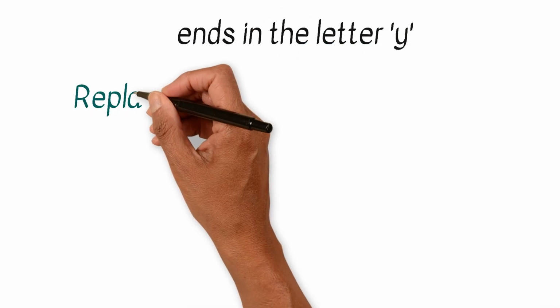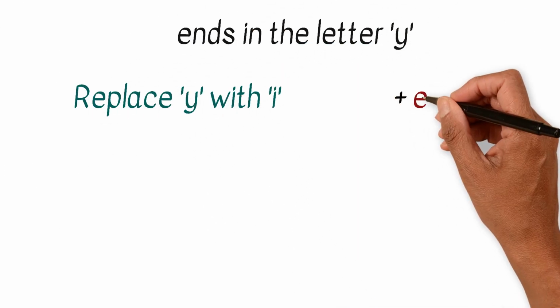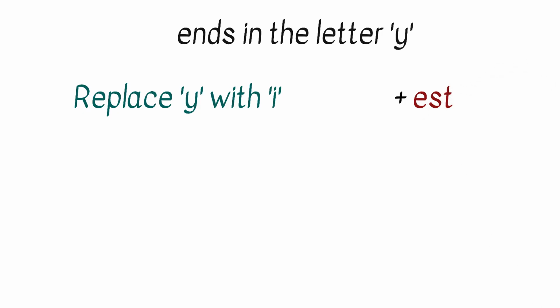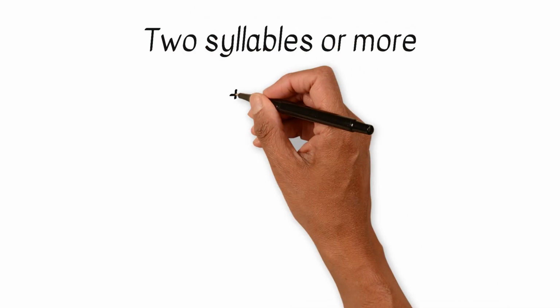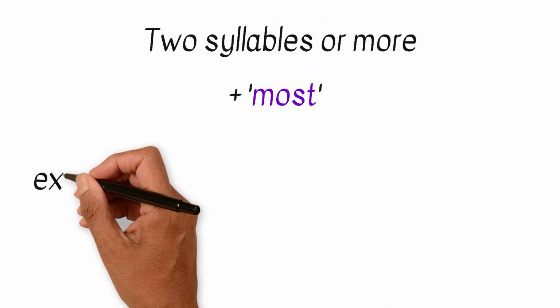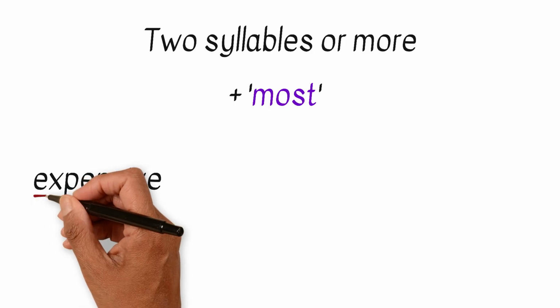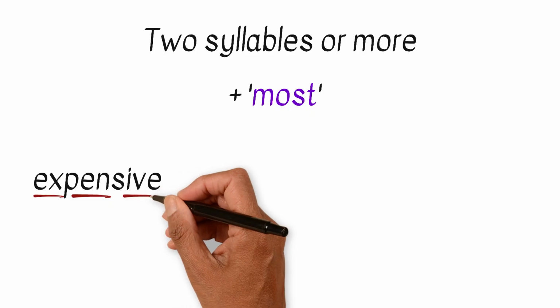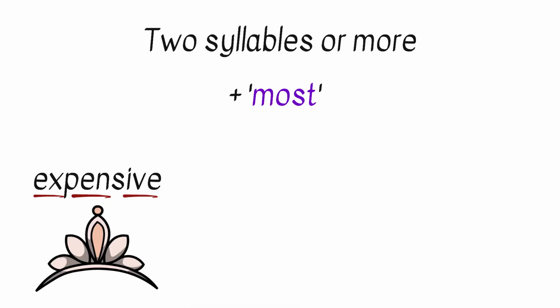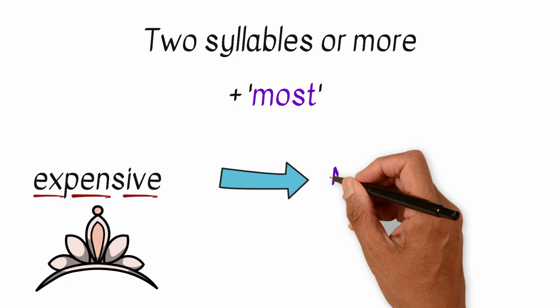If the word ends in the letter Y, change the Y to an I and add EST. For example, healthy. Change the Y to an I and add est to make healthiest. If the adjective has two or more syllables, add the word most before the adjective. For example, expensive. 1, 2, 3 syllables. Expensive becomes most expensive.